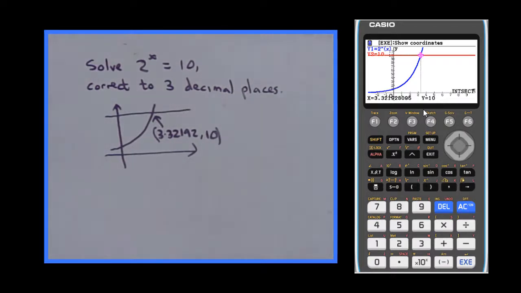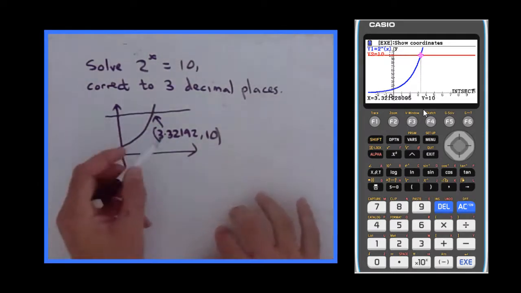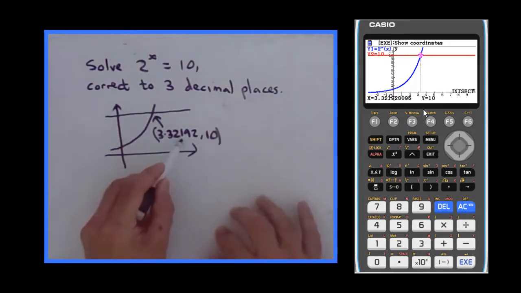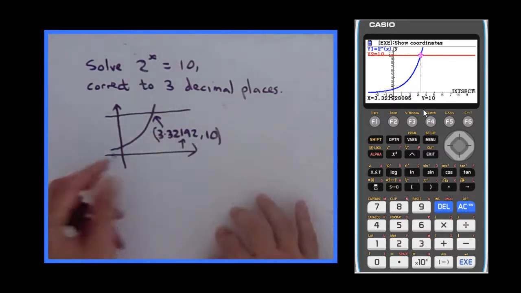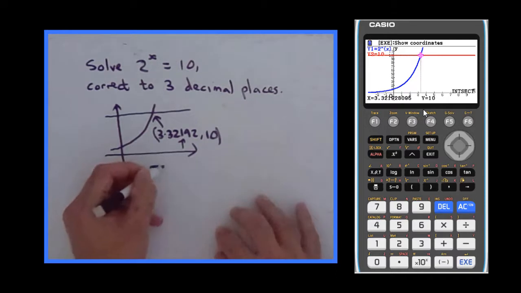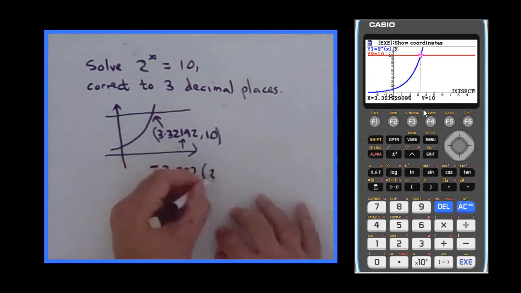We have specifically been asked for this to 3 decimal places. If you're not asked for anything in particular, then give 3 significant figures. But we have been asked for 3 decimal places, so that's what we must do. The 3rd decimal place is a 1. Next to the 1 is a 9, and 9 would make the 1 round up, so x equals 3.322, to 3 dp.